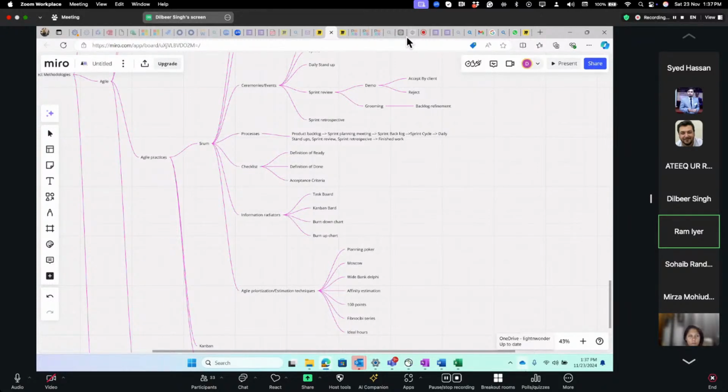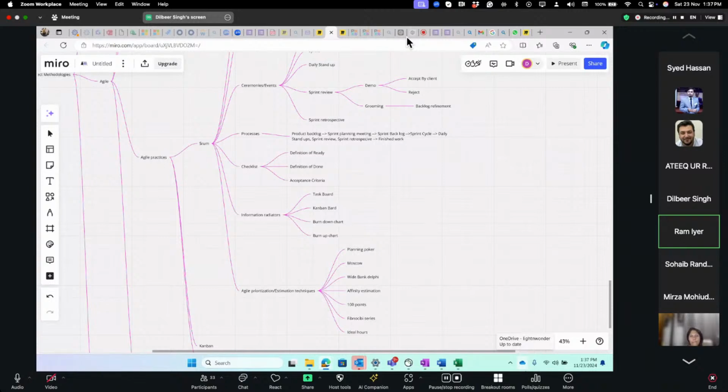And the information radiators are task board, Kanban board, burn down chart, burn up chart. And the task board basically shows what is happening, the current status, what is in the to-do list, what is being done and what is completed. Whereas the Kanban board shows where is the bottleneck, like the to-do list and let's say test, completed, accepted. Where are the tasks piling up? What is causing the backlog? So that is what the Kanban board gives us.